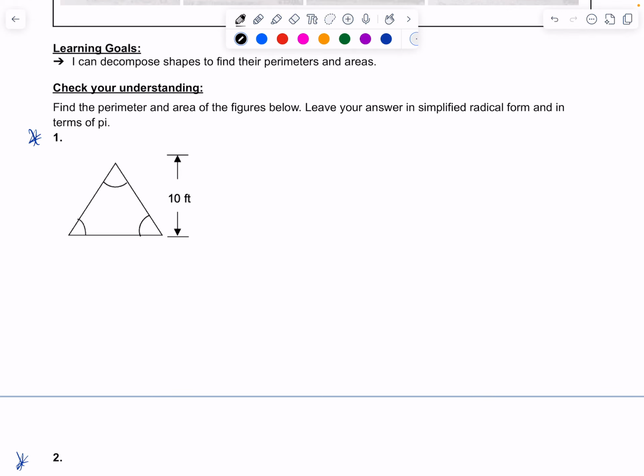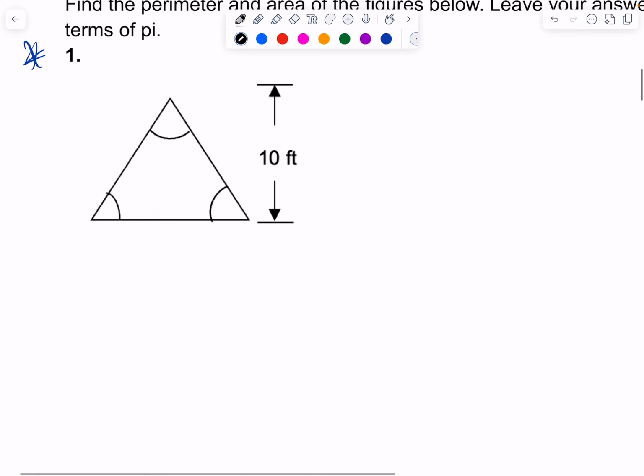All right, so start with number one. We're going to find the perimeter and area of this triangle, and then it wants us to leave our answer in simplified radical form or in terms of pi. So in this first one, they're telling us that the height of this triangle is 10 feet. So I'm going to draw that 10 feet right there. And when I do that, it creates a right angle.